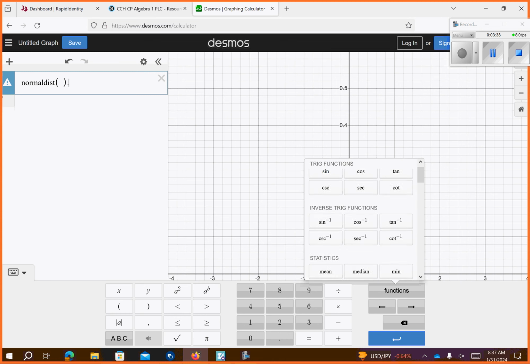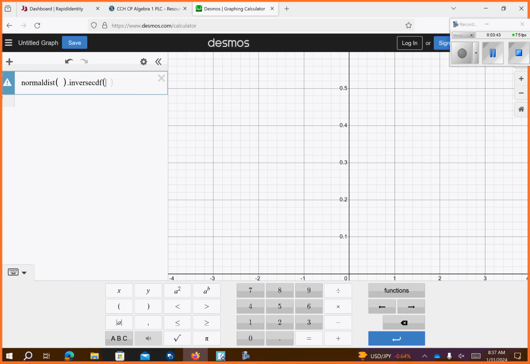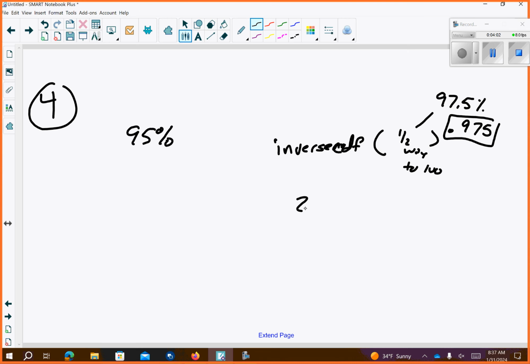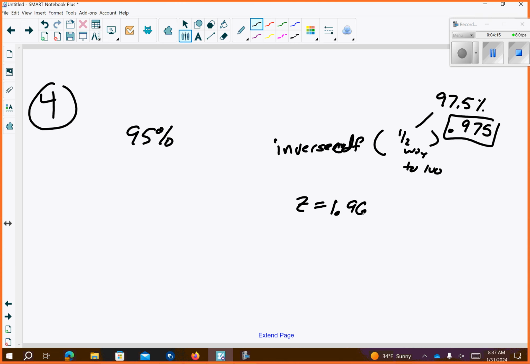And then what I need to do is find my inverse CDF. And we're plugging in 0.975. Is that right? Yeah. So now that's our z-score. Does that make sense? But the problem's not done at this point. That's our z-score. So our z-score is, what was it? Go back. I forget. 1.96 rounded. 1.96. So that's our z-score.